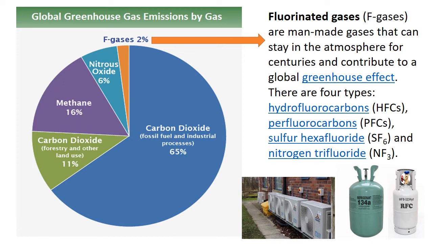And we have what we call the F gases that contribute just 2% of greenhouse gas emissions. We call them the fluorinated gases. And of course, some examples of them are hydrofluorocarbons, fluorocarbons, sulfur hexafluoride, and nitrogen trifluoride, coming from air conditioning systems and also from refrigerants.